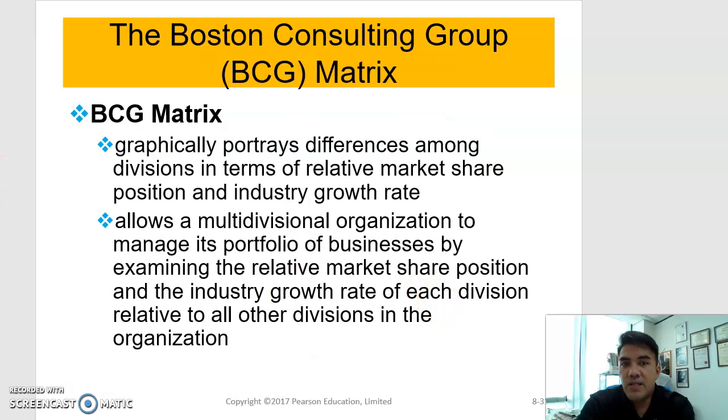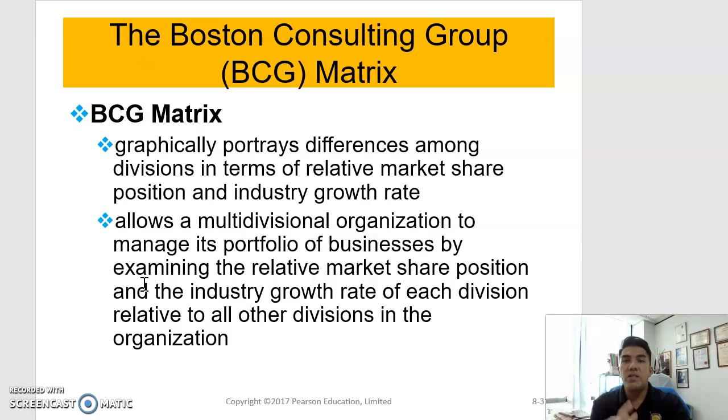The next one, we talk about the BCG Matrix. This one is quite common and quite famous. It graphically portrays differences among divisions in terms of relative market share position and industry growth rate. So we can immediately identify that if we are talking about the SPACE matrix, we are talking about the organization as a whole.